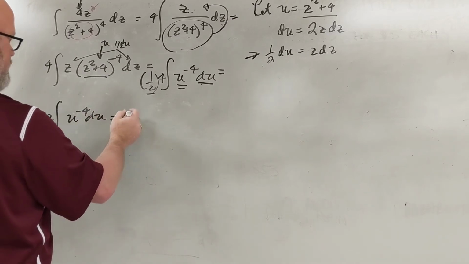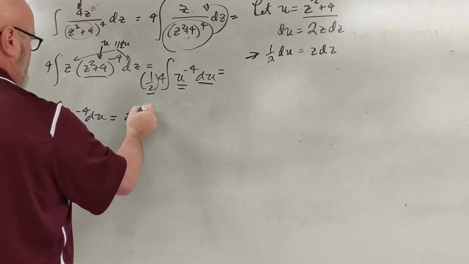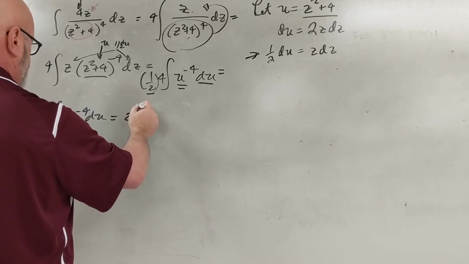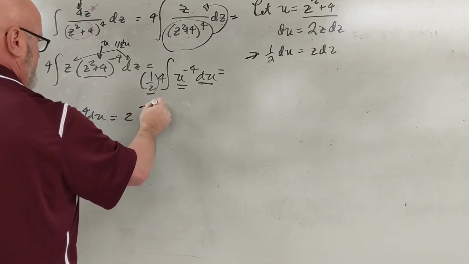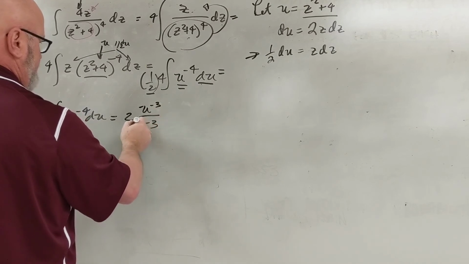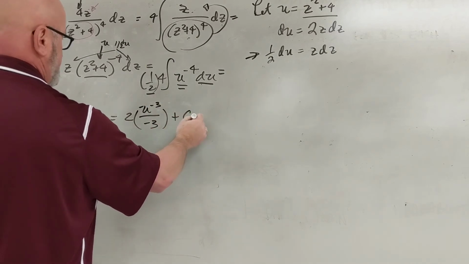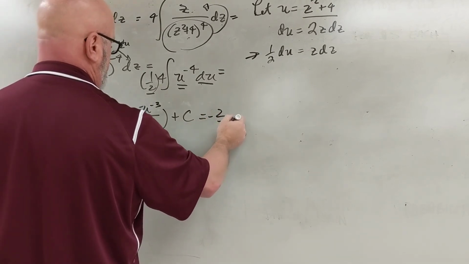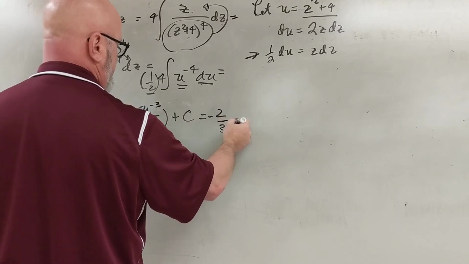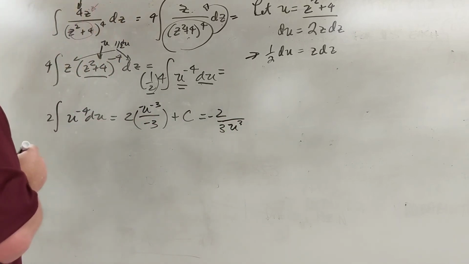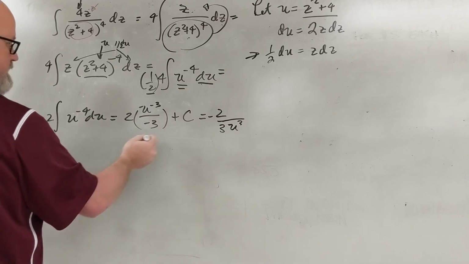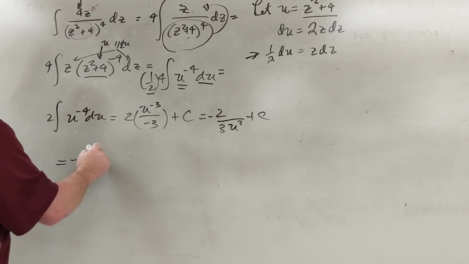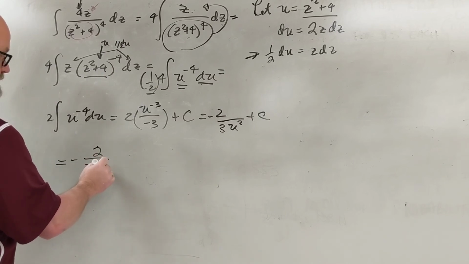Now it becomes a power rule problem, which we all love the power rule. That is x to the n plus 1 over n plus 1. So u to the negative 3 over negative 3 plus c, which is negative 2/3, and the u can go on the bottom. Change the sign of the exponent. So plus c. So let me just clean that up a little bit. Negative 2 over 3 u cubed plus c.